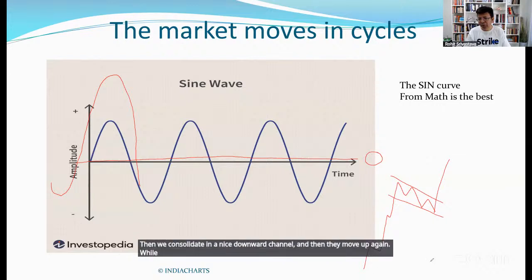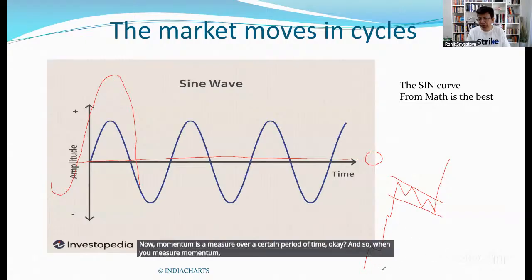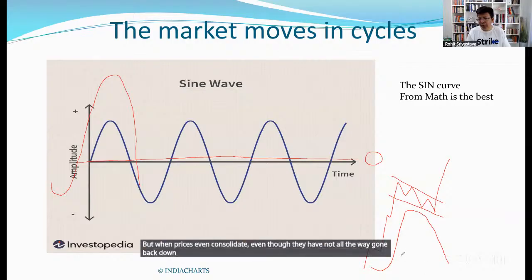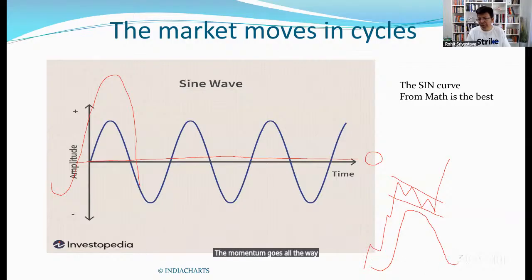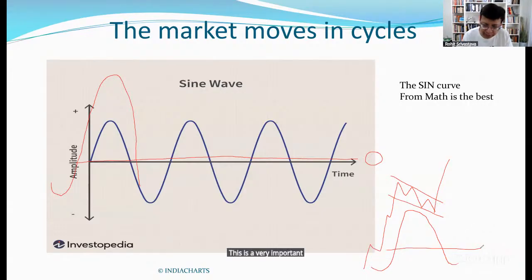While this is happening, what happens to momentum? Now, momentum is a measure over a certain period of time. And so when you measure momentum, what you'll find is that momentum goes up while prices are going up. But when prices even consolidate, even though they have not all the way gone back down, the momentum goes all the way back down. And that is why we use the zero line to determine whether it's gone back down enough. This is a very important concept central to using the RMI properly.